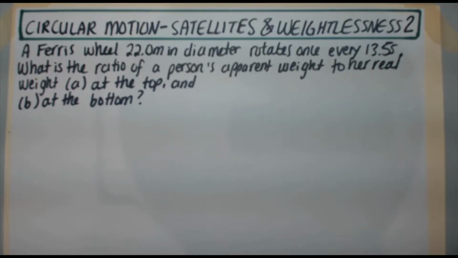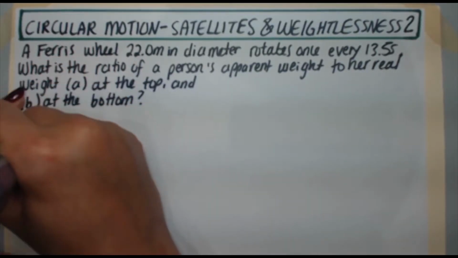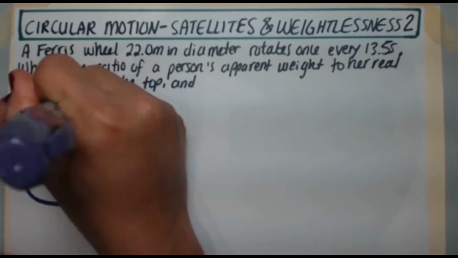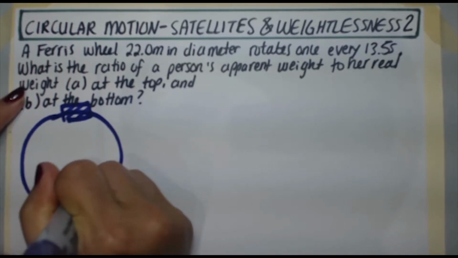A Ferris wheel 22.0 meters in diameter rotates once every 13.5 seconds. What is the ratio of a person's apparent weight to her real weight, A at the top and B at the bottom? So first things first, let's draw a picture. So I'm dealing with the Ferris wheel here. So here's my wheel. I've got the person at the top. And you've got the person there at the bottom again.